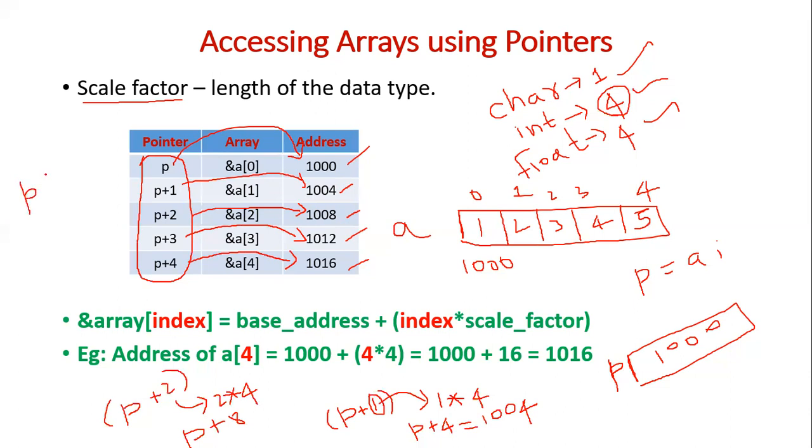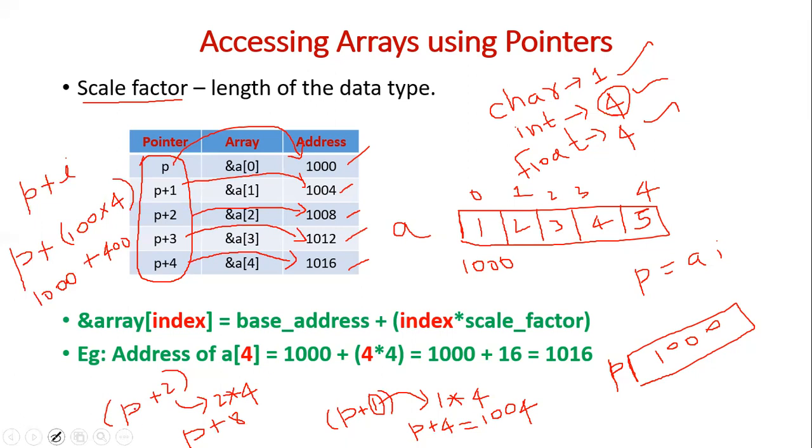If you want to access the ith element, you just say P plus I. Suppose I is 100, while this array contains only 5 elements. How will it be calculated? It will be calculated as P plus 100 into 4. What is 100 into 4? It is 400. So it is P plus 400. P is 1000, so 1000 plus 400 will be 1400. Like that it will be accessed.